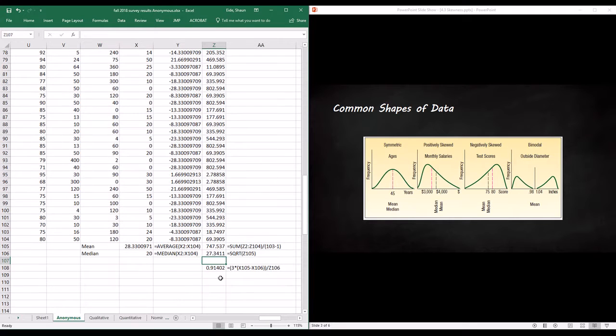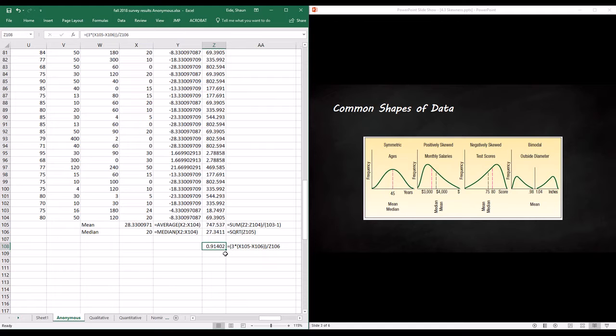to give us our standard deviation. Okay, so in order to get the coefficient of skewness, which I've already calculated right here, we do equals, in parentheses, 3 multiplied by the mean minus the median. So the mean minus the median, and then we divide that result by the standard deviation, which is right here, and that gives us the skewness coefficient of 0.91.